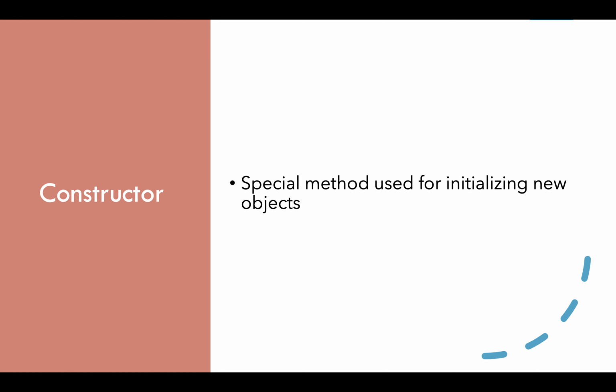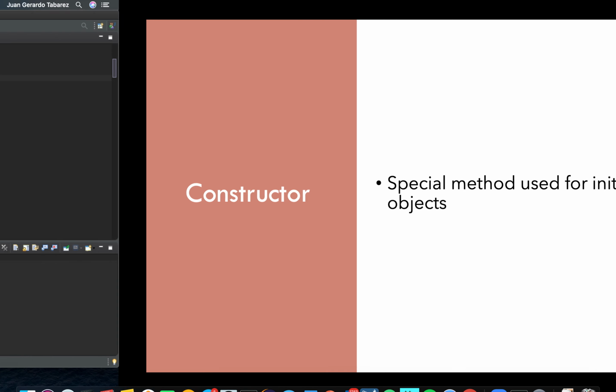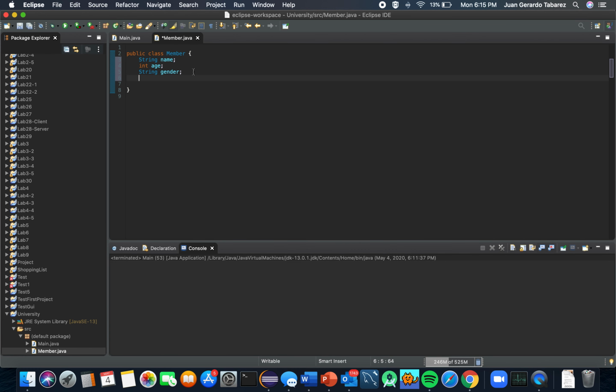So the next one is going to be constructor. The definition of a constructor is a special method used for initializing new objects. It's a method to initialize new objects, defined under the class. This method has to have the same name as the class. The name of the class is Member, so our constructor also needs to be called Member.